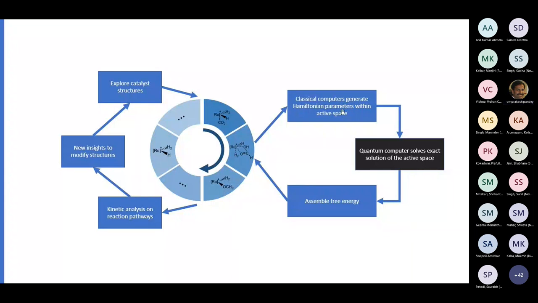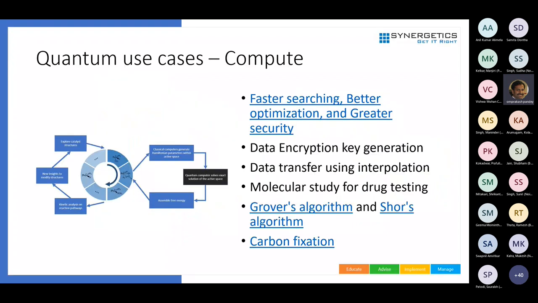We can use Hamiltonian parameters with active space or assembly free energy. With every chemical reaction, there is energy being generated, right? So what would be the amount of energy being generated? A lot of these areas are unknown for individuals, and unknown for organizations and enterprises. Those things can be cached over here, and those things can be verified over here.